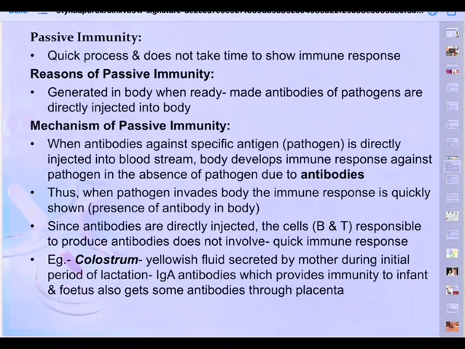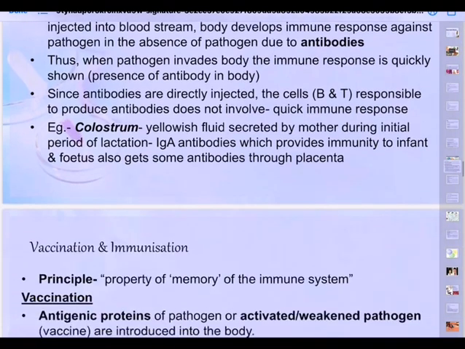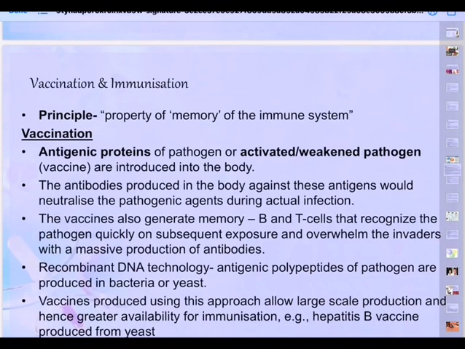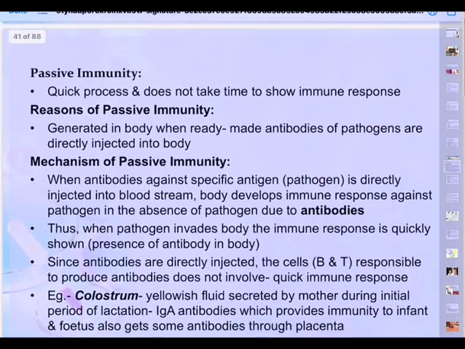Because of the presence of antibody in the body. Since antibodies are directly injected, it does not involve the cells responsible for producing antibodies, so the immune response is quick. Example, colostrum, the yellowish fluid secreted by the mother during the initial period of lactation. As I said just now, IgA antibodies provide immunity to the infant, and the fetus gets some antibodies through the placenta. That's how it goes. So this is how various types of immunity work.